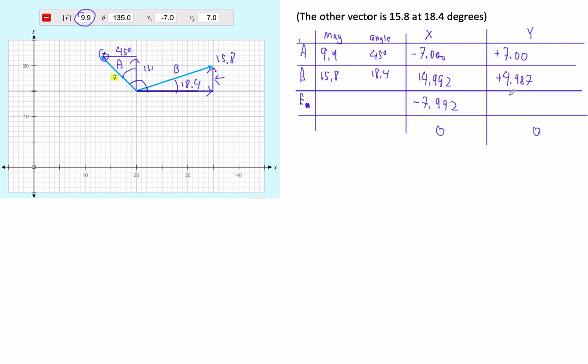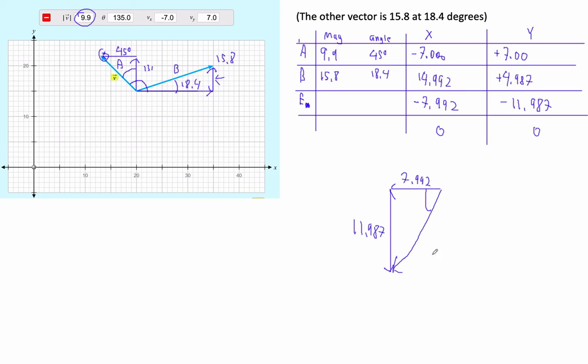If I add them together, I get 11.987. So this must be negative 11.987. Okay, so now we just have to draw a picture of this vector, right? This vector is going to go back 7.992, and it's going to go down 11.987. And what we have to do is figure out the angle and the magnitude.